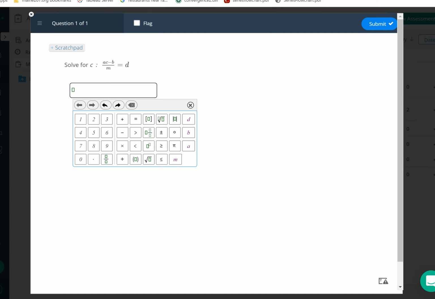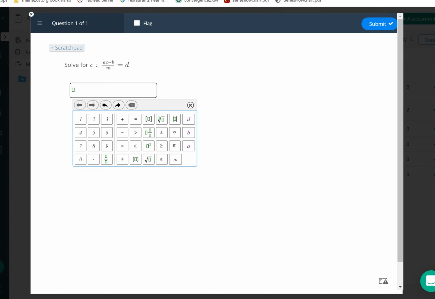This is Edulastic, and there's a link on our Google Classroom page, and I've just opened up a little practice. It's on our Google Classroom page where you can begin to get used to the format. You can see this is a literal equation. This problem says solve for C, and you have (AC minus B) over M equals D.